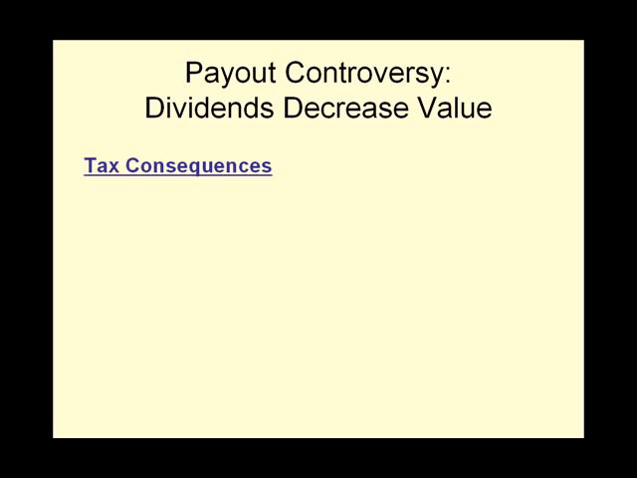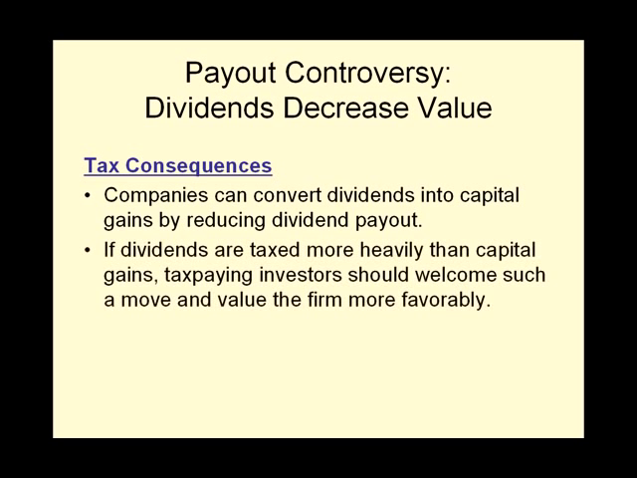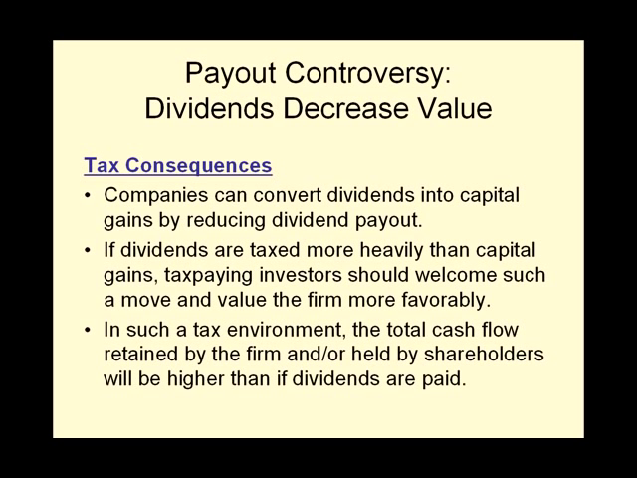The presence of taxes as an important market imperfection can mean that dividends decrease firm value. Companies can convert dividends into capital gains by reducing dividend payout. If dividends are taxed more heavily than capital gains, tax-paying investors should welcome such a move and value the firm more favorably. In such a tax environment, the total cash flow retained by the firm and/or held by shareholders will be higher than if dividends are paid out and taxed.